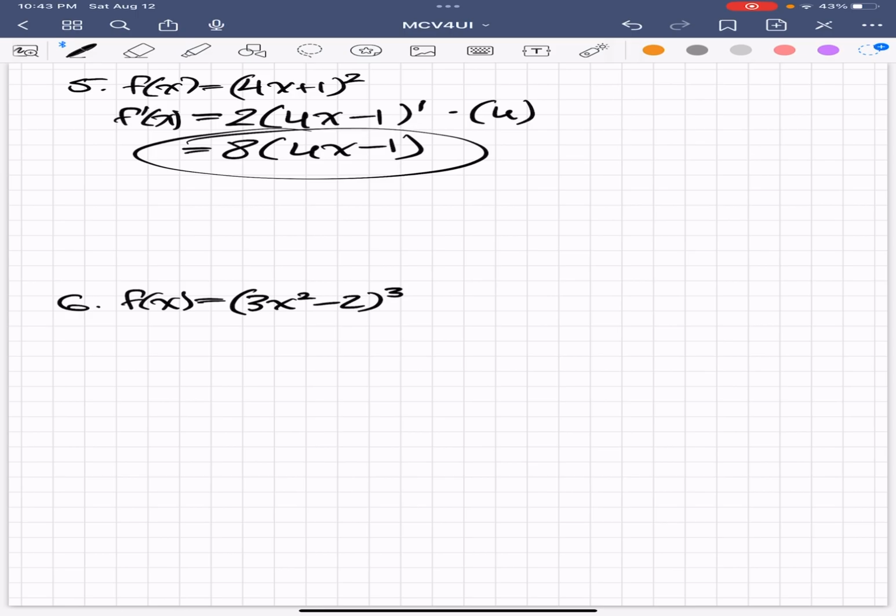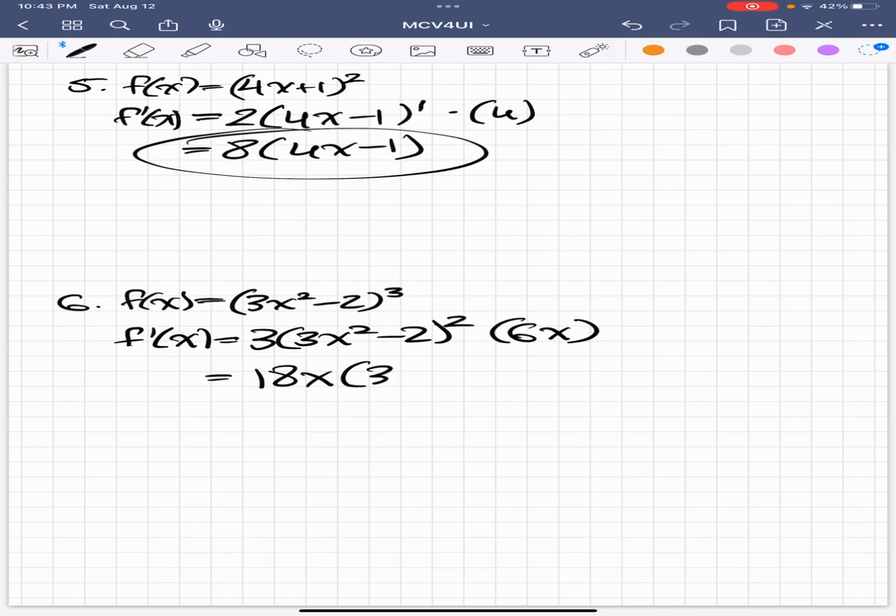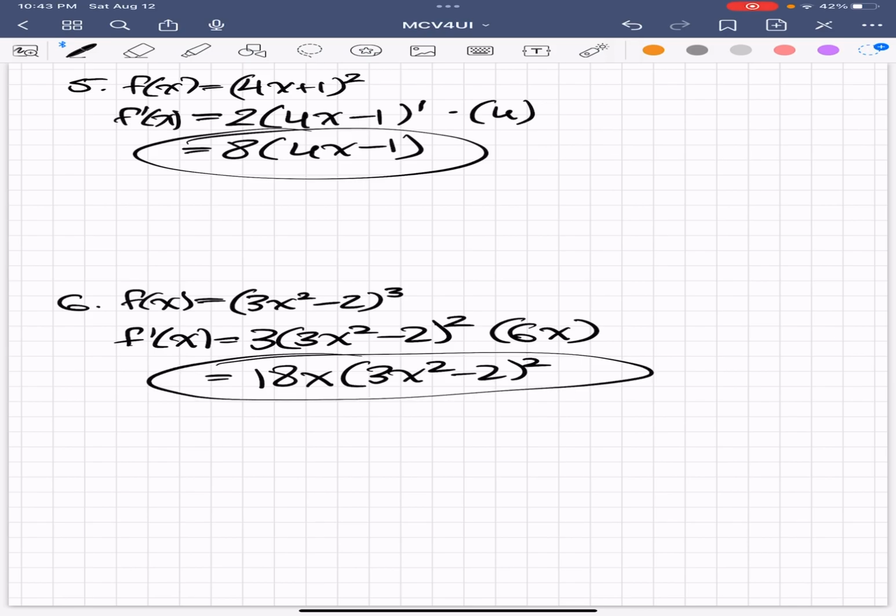We were left with 8 in brackets 4x minus 1. Pretty simple. We were left with 18x in brackets 3x to the power of 2, or to the exponent of 2, minus 2, all of that inside the brackets to the power of 2.